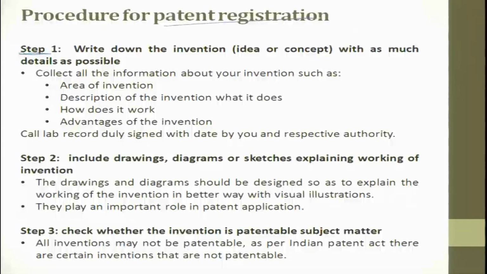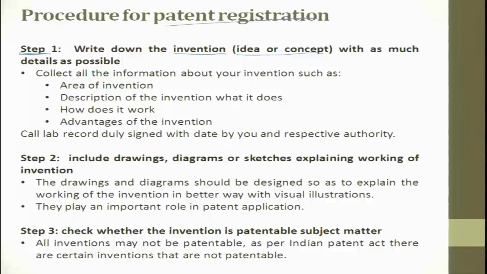So, at that point of time what you apply for is always a provisional patent, okay. Then you work on your idea, you try to create and completely develop a product or a prototype, whatever it is about the idea, and then you file your patent. When you go for patent registration, there are several steps, and step 1 is to write down the invention, idea or the concept with as much detail as possible the first time, right.